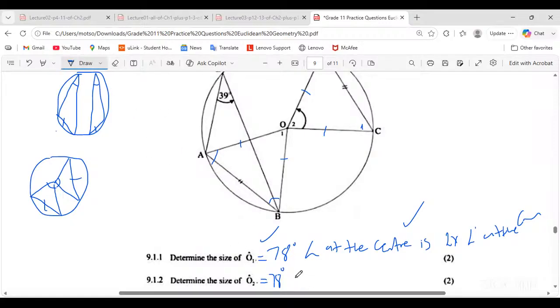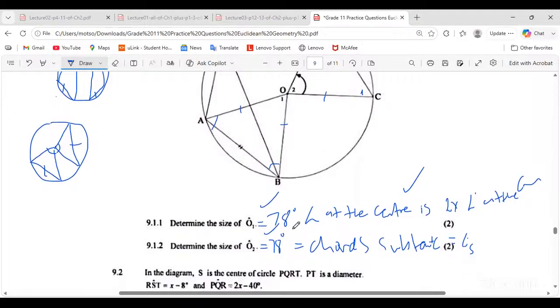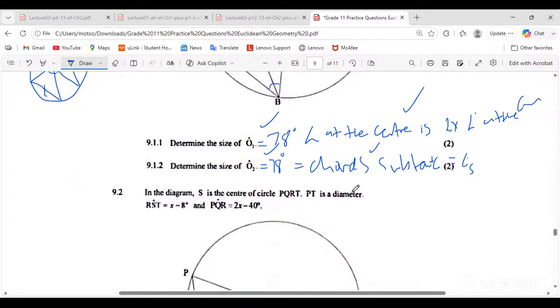So we're going to say equal chords subtend equal angles. Then you are done. You have your beautiful mark for the statement, your beautiful mark for the reasoning. Then now you have very beautiful 4 marks inside the pocket. I hope everything makes sense to you guys.